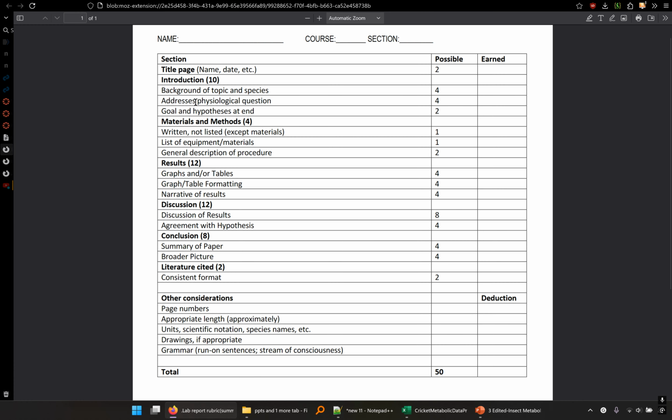poikilothermy is the key physiological process that's being observed in this. And then stress, the relationship between stress and metabolic rate is related directly to things like the fight or flight response. So addressing your physiological question is important.